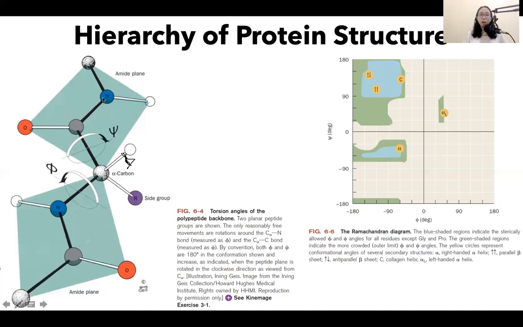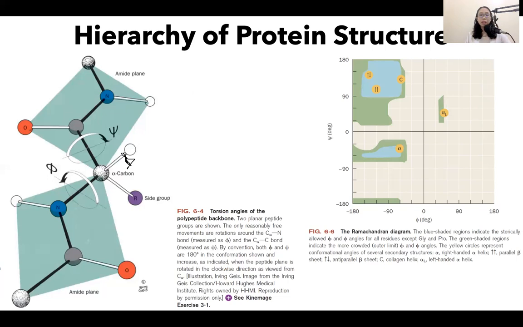Now, the next bond is called the Psi angle. The Psi angle is if you are looking through the alpha carbon carbonyl carbon bond. So it's the same way you are looking through this bond. This is the alpha carbon, this is the carbonyl carbon, this is the bond. So you are looking through it. Again, you are looking at the relative orientation of the amino nitrogen and the next alpha carbon relative to this bond.